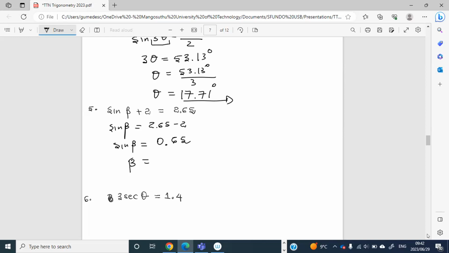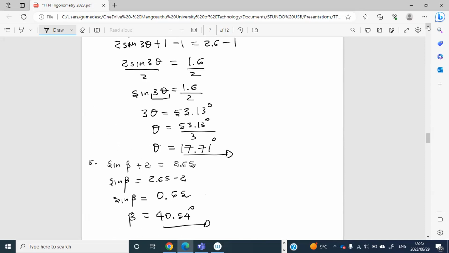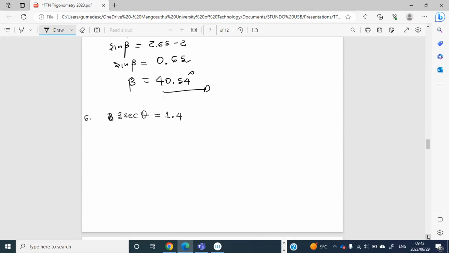And then beta is equal to, becoming fast now, you press shift, sine, 0,65 equal to 40,54 degrees. Like I said, if you want to check, you can just put sine 40,54 degrees plus 2 in a calculator, you must get 2,65. But I wanted to do number 5 before number 6, it looks like number 5 is easier than number 6, but we are doing the same thing.